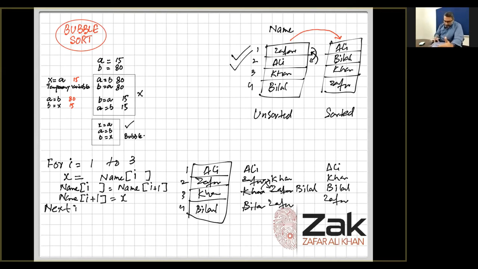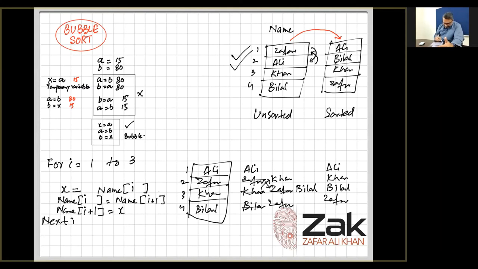Now we don't want to do it if it is not in favor. What does that mean? It means that we will only do it if the first value is greater than the second value. Since this Ali is smaller than Zafar, these two should not get exchanged. But this Zafar is greater than Khan, so these two should get exchanged. This Khan is greater than Bilal, so these two should get exchanged.